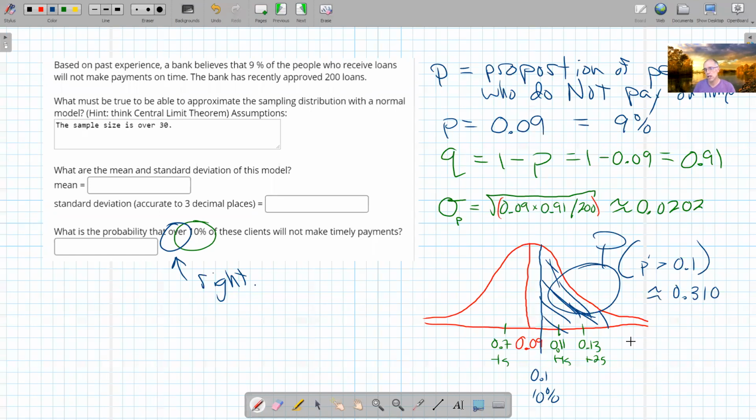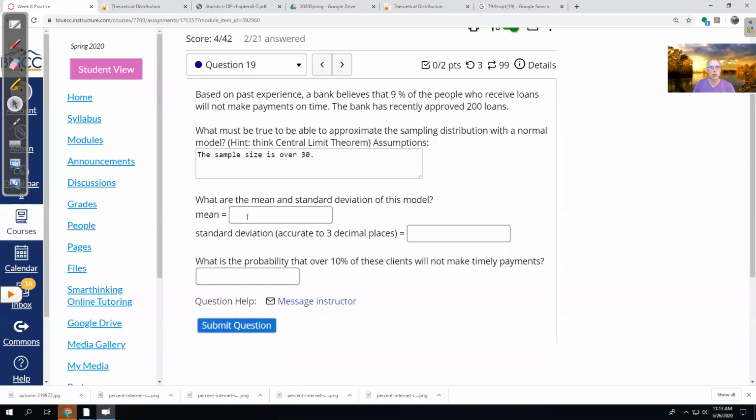So should you make the sketch? I think it's helpful in trying to figure out what is going on. You have to make those calculations, and you should write down what you mean when you do them. So the mean was the 0.09. The standard deviation, 3 decimal places, is 0.02, and an extra 0 doesn't matter. And then what's the probability? In this case, there's no percent symbol, so I must want the 0.310. The extra 0 doesn't matter.